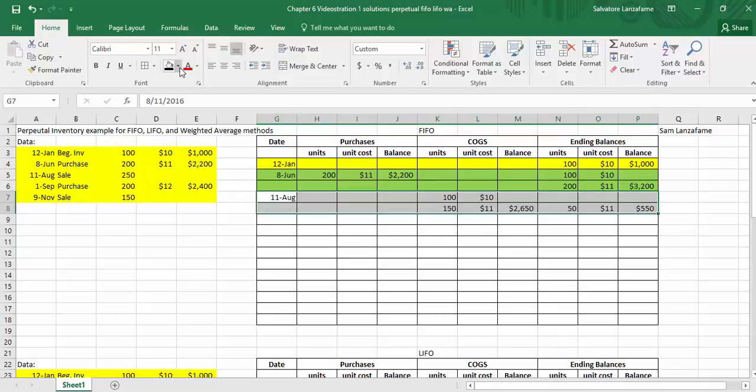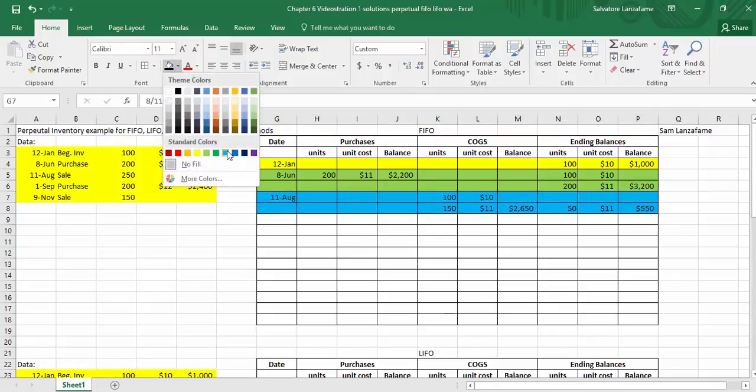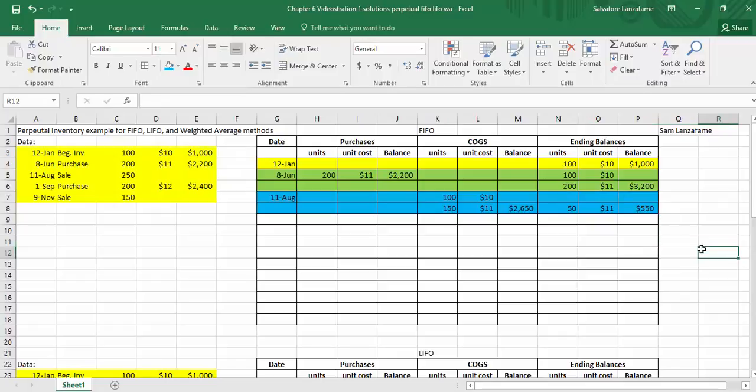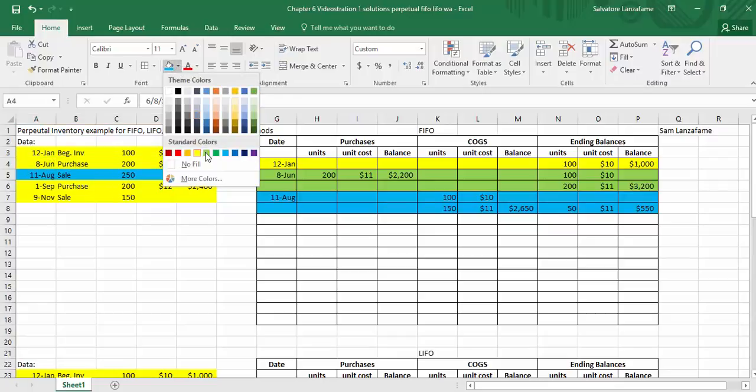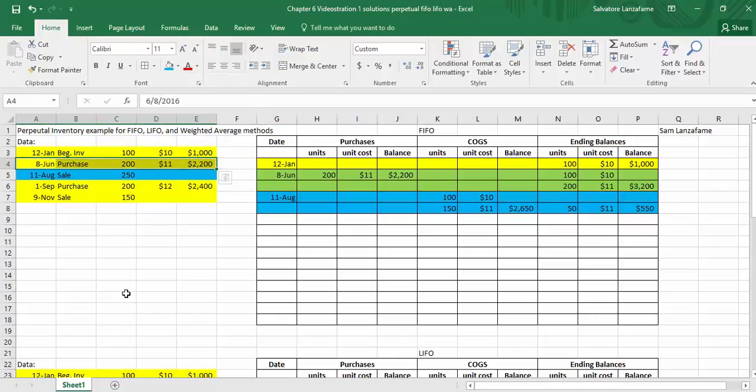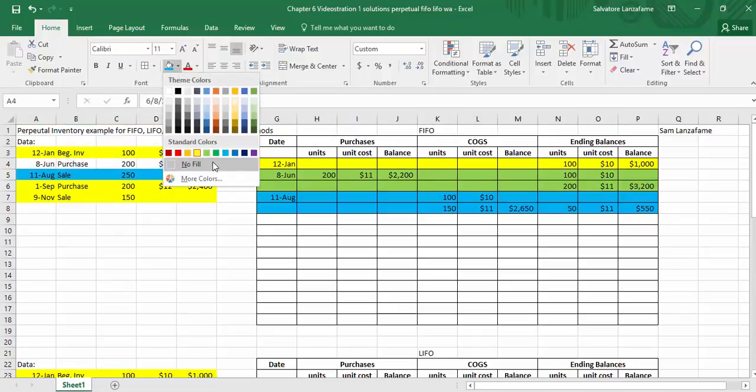Let me just pick a different color for that one. Okay, so I'll just alter my data so that you can kind of look at this later and say, oh yeah, the green one was with the green one, blue was with the blue, that sort of thing. Okay, didn't change to green.